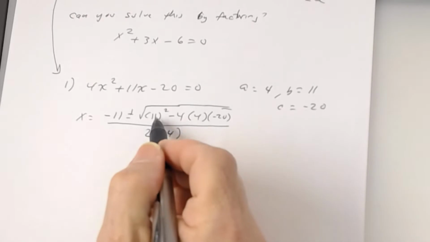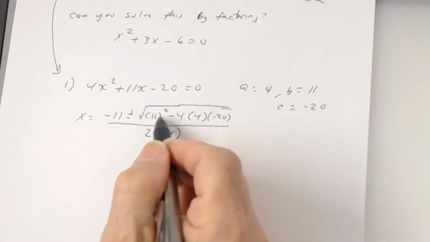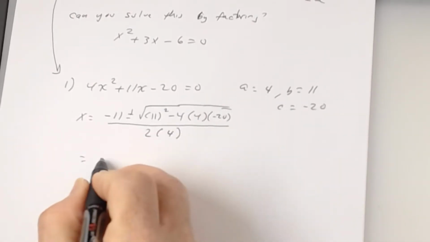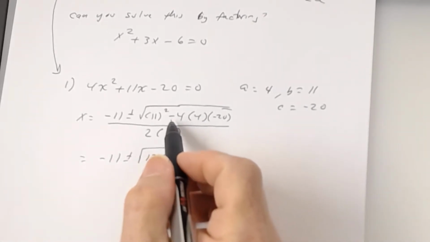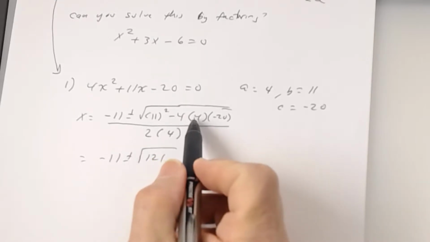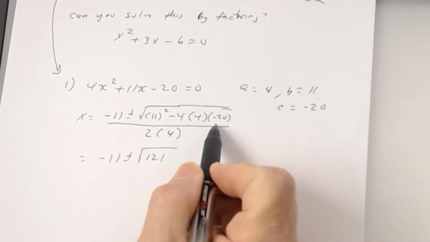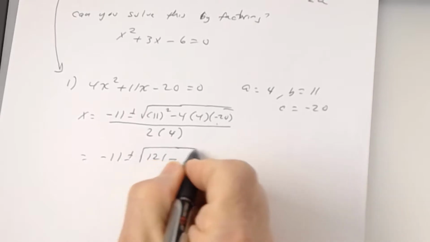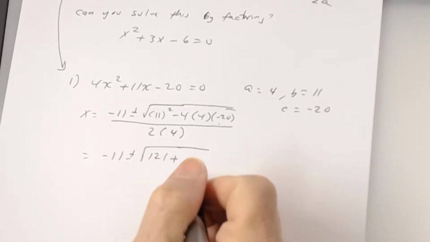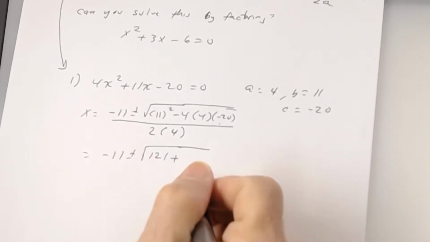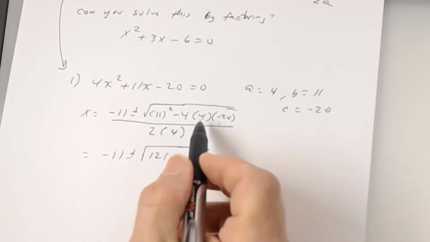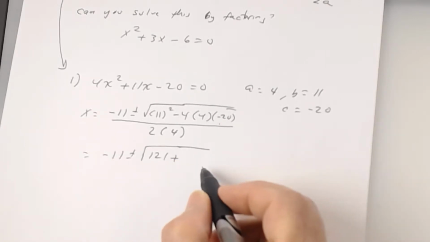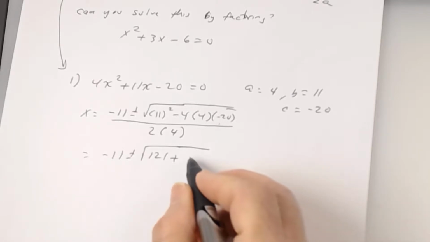So, you plug and chug. So, we're chugging now. What's on your calculator? What's 11 squared? 121. All right, now always do this first. A negative times a positive times a negative is a positive. And then what's 4 times 20 on your calculator? 320.